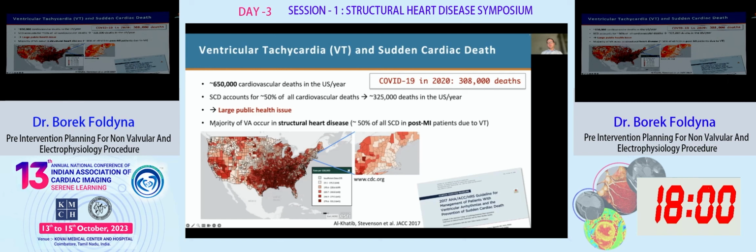The majority of ventricular arrhythmias occur in patients with structural heart disease, and 50% of the sudden cardiac deaths appear in patients after myocardial infarction due to ventricular tachycardia. And you see that the distribution is very heterogeneous across the US, focusing mainly on the southeast of the US.